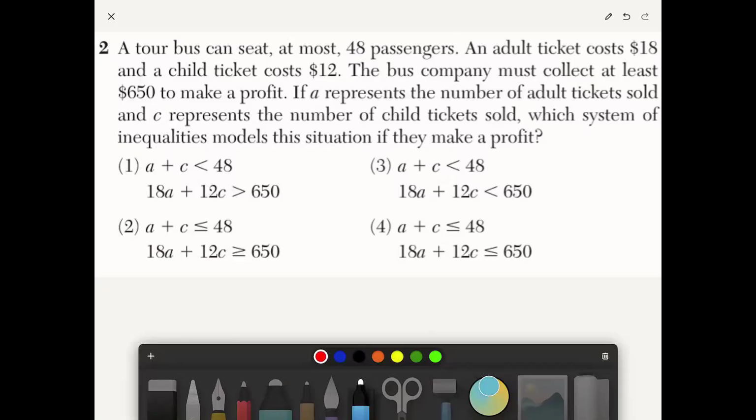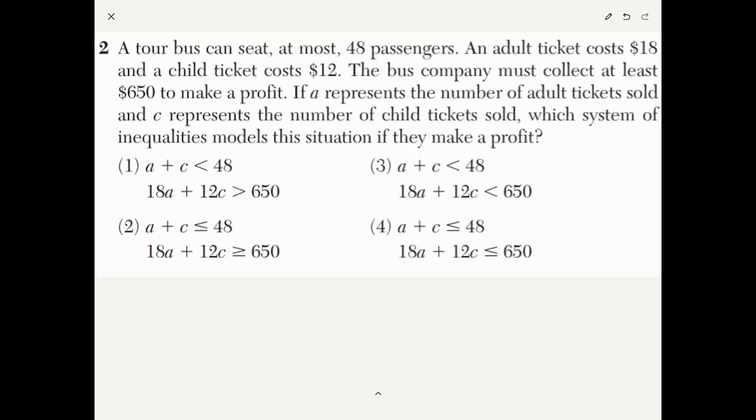So it says, let me read this. It says a tour bus can seat at most 48 passengers. An adult ticket costs $18 and a child's ticket costs $12. The bus company must collect at least $650 to make a profit. If A represents the number of adult tickets sold and C represents the number of children's tickets sold, which system of inequalities models this situation if they make a profit?